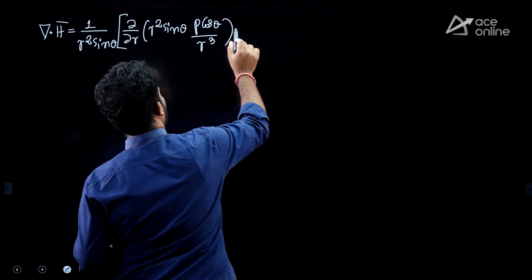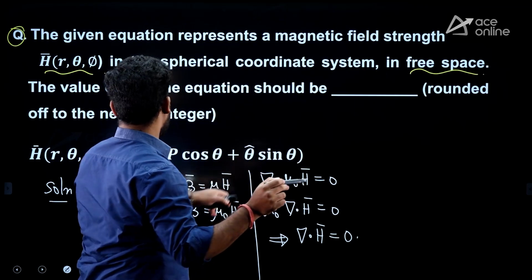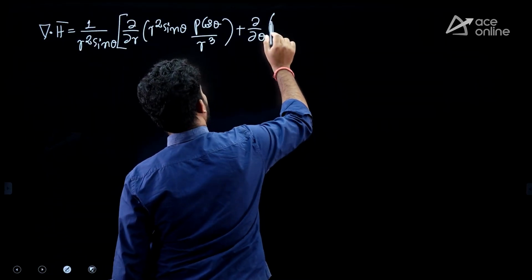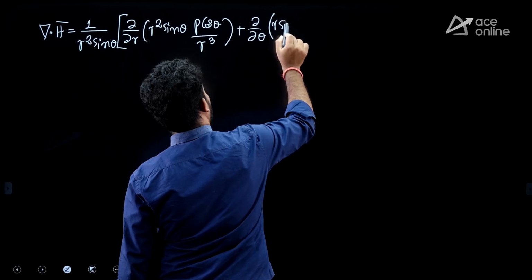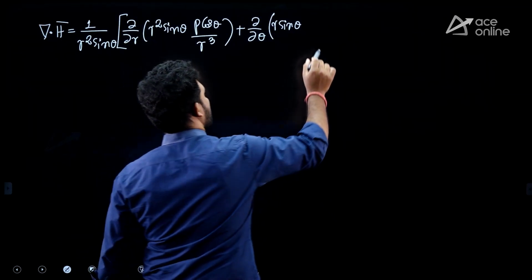Plus dou by dou theta. Theta is, it is dou by dou theta. In the formula, it is r sin theta into sin theta by r cube.